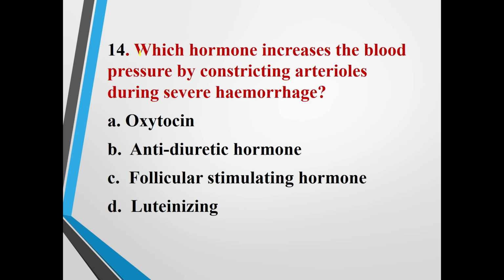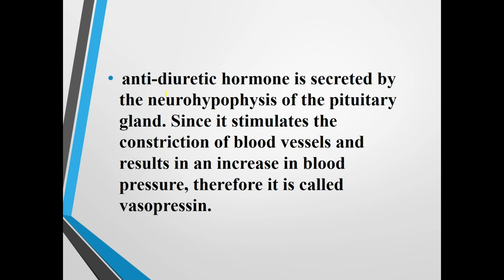Next question. Which hormone increases the blood pressure by constricting arterioles during severe hemorrhage? Options: A. Oxytocin, B. Antidiuretic hormone, C. Follicular stimulating hormone, D. Luteinizing hormone. Answer is B. Antidiuretic hormone is secreted by the neurohypophysis of the pituitary gland. Since it stimulates the constriction of blood vessels and results in an increase in blood pressure, it is called vasopressin. So antidiuretic hormone is also known as vasopressin.